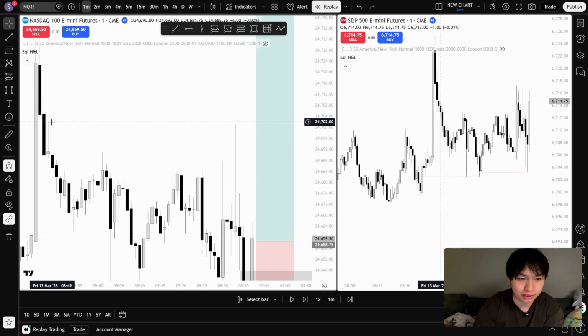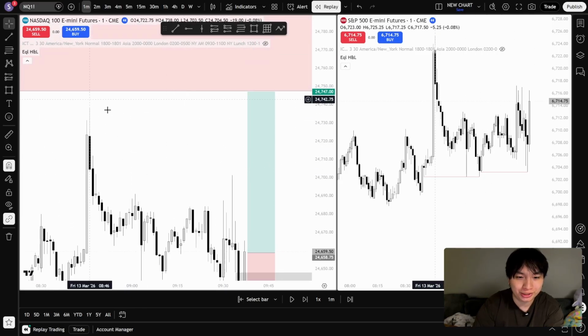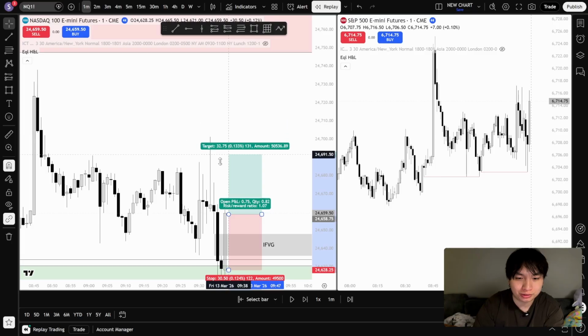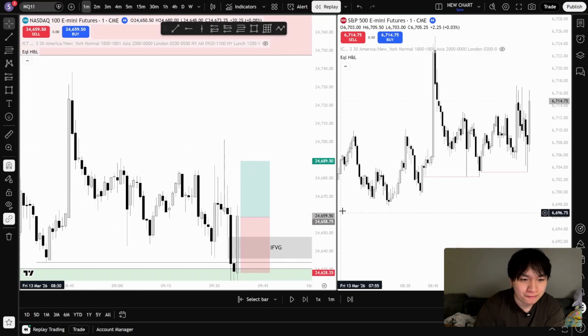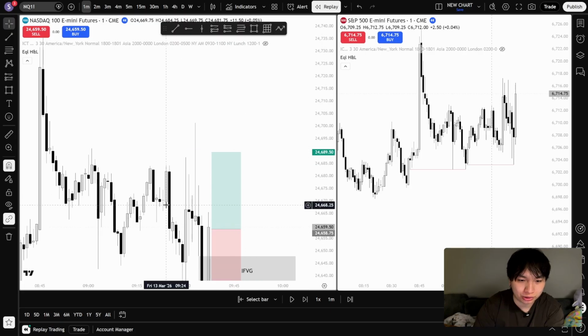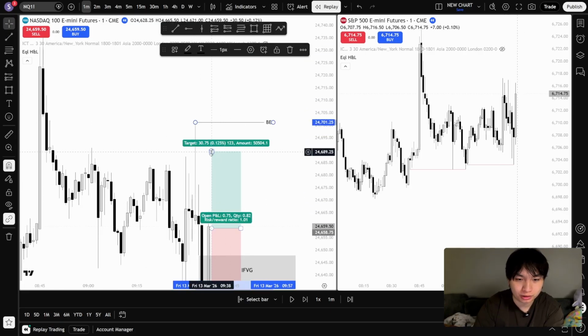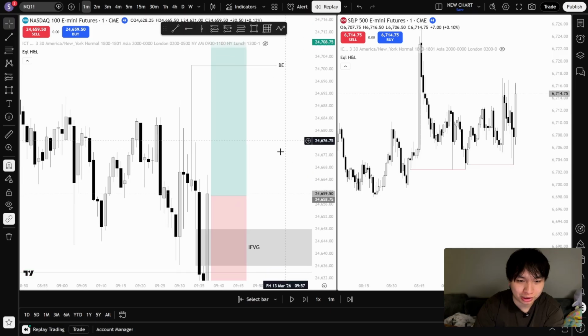This kind of looks like nothing, to be honest. There's really nothing. We probably could target a 1-to-1 if we wanted to. More than likely, we would be able to hit it. Oh, yeah. So this would be our break-even point right here. I was trying to find a reason, but I couldn't.